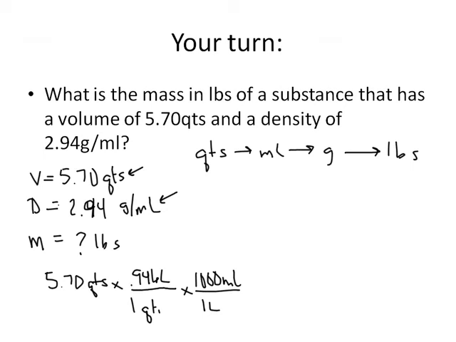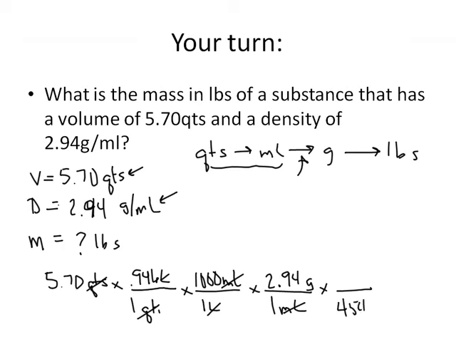So that took care of this part here. My next step is right here to go from milliliters to grams using the density. And since milliliters is up here in the denominator, in the numerator I want to put my 2.94 grams and my 1 milliliter down here, so that these will cancel out. My liters have canceled and my quarts have canceled as well. And then my last step is to go from grams to pounds. And there's 454 grams in 1 pound. So grams cancel, and I'm left with pounds.